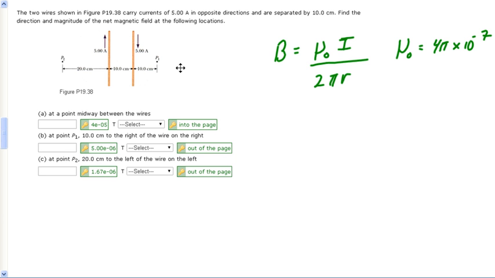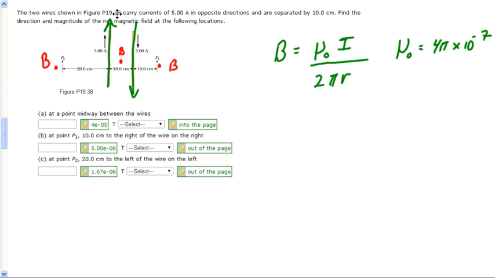Now this problem is a very, very common question. It's given you two wires. One has 5 amps being conducted this way. The other one has 5 amps being conducted in the opposite direction. And what it's going to do is this. It's going to ask you to find what B is in the middle, what B is over here at this point P1, and what B is over here at this point P2.